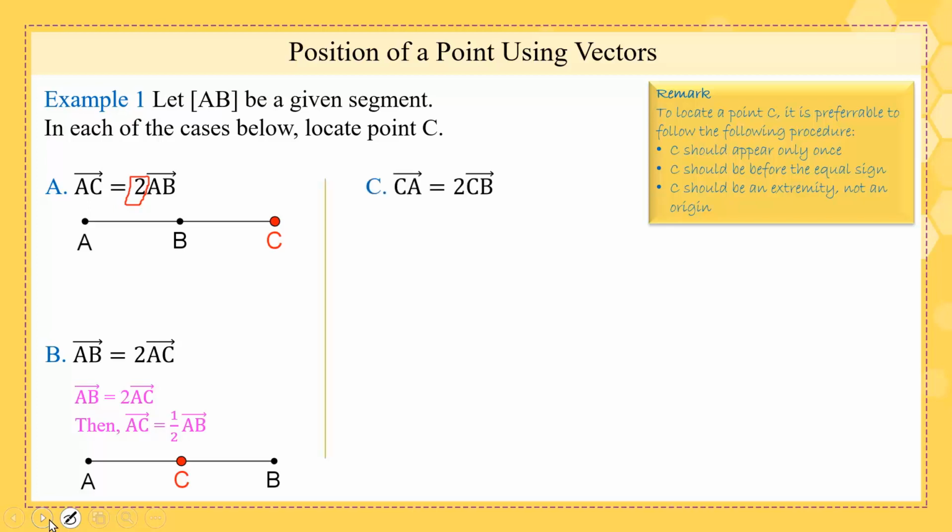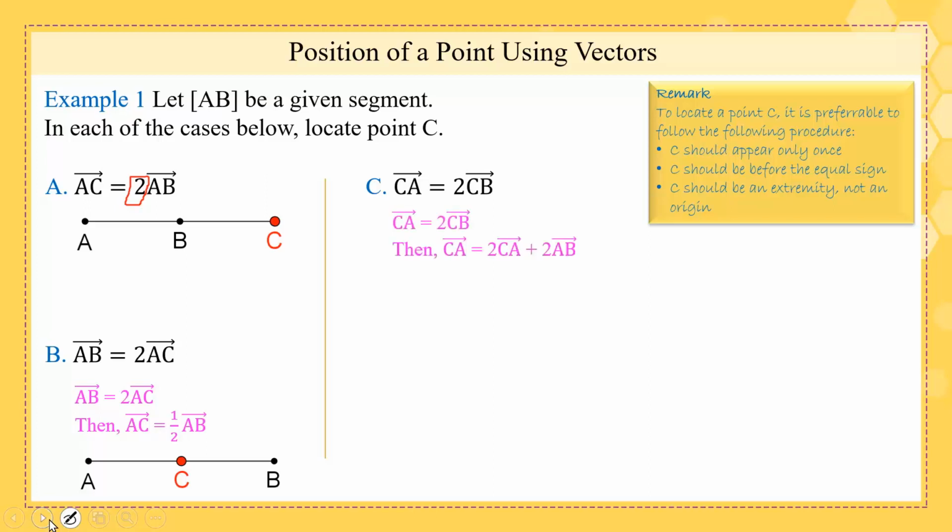Another example, CA equal to 2CB. Here you notice that C is found on the left side of the equal sign and on the right side of the equal sign. So try to make this point C only on the left side of the equal sign. How to do that? Focus on these steps.